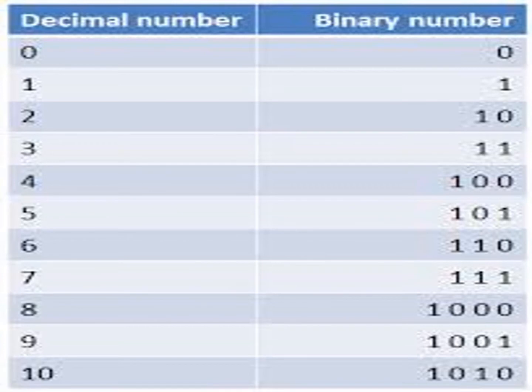Here we can observe the decimal numbers and binary numbers. So 0 is 0, 1 is 1, 2 is 10, 3 is 11, 4 is 100, 5 is 101, 6 is 110, 7 is 111, 8 is 1000, 9 is 1001, 10 is 1010.